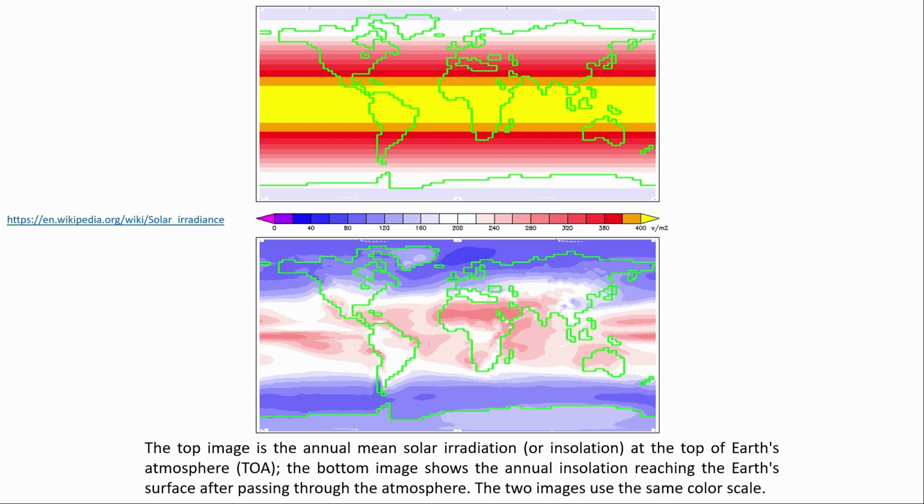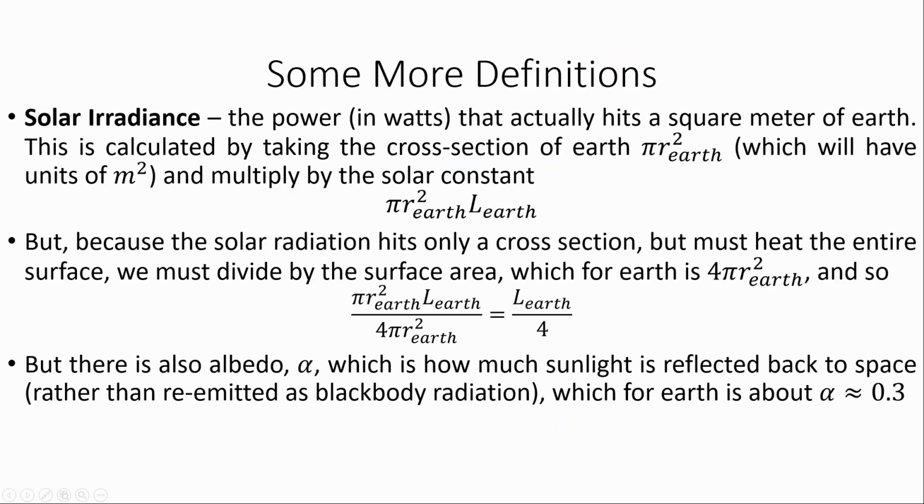But like I said, there's all kinds of stuff in the atmosphere that prevents all of this energy from actually getting to the surface. One of those things is what's called the albedo, which is oftentimes denoted with alpha. I've seen it denoted with A before, but alpha seems pretty standard. So this is how much sunlight is reflected back to space rather than re-emitted as blackbody radiation. So we want to make this distinction between what's being reflected and what's being re-radiated as blackbody radiation. For the Earth, alpha is about 0.3, which means about 30% of all the solar energy that comes at the Earth just gets reflected back. So that's not actually heating anything. So only 70% of it is actually heating things.